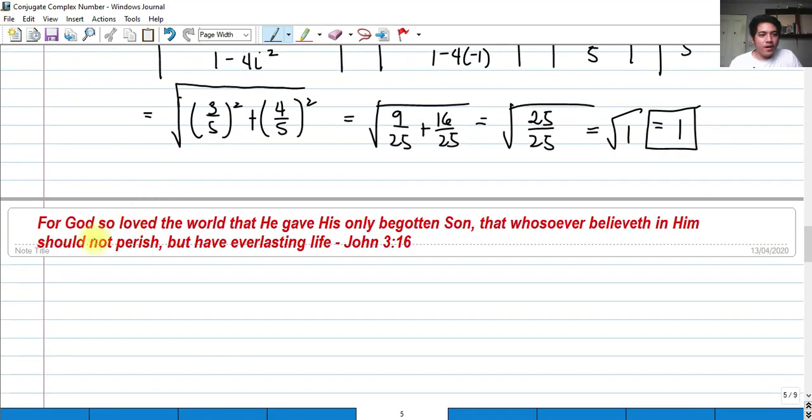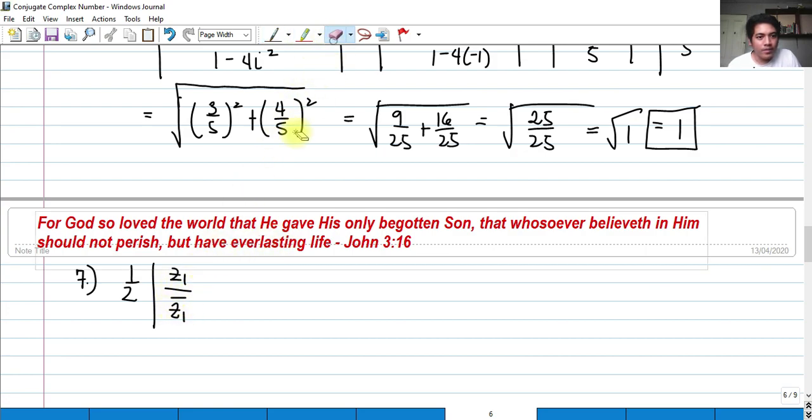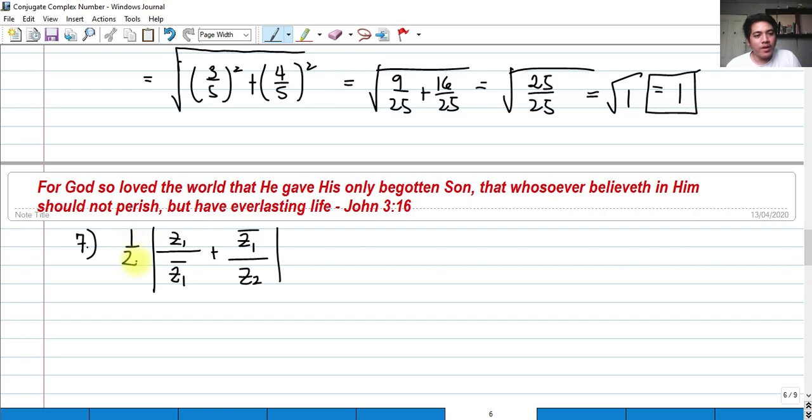Okay, let's get another problem, number 7. So we have 1/2 multiplied by the modulus of z sub 1 all over the conjugate of z sub 1. Okay, let me just rewrite this. So we have z sub 1 all over the conjugate of z sub 1 plus the conjugate of z sub 1 all over z sub 2. And then take the modulus of that and multiply it by 1/2.